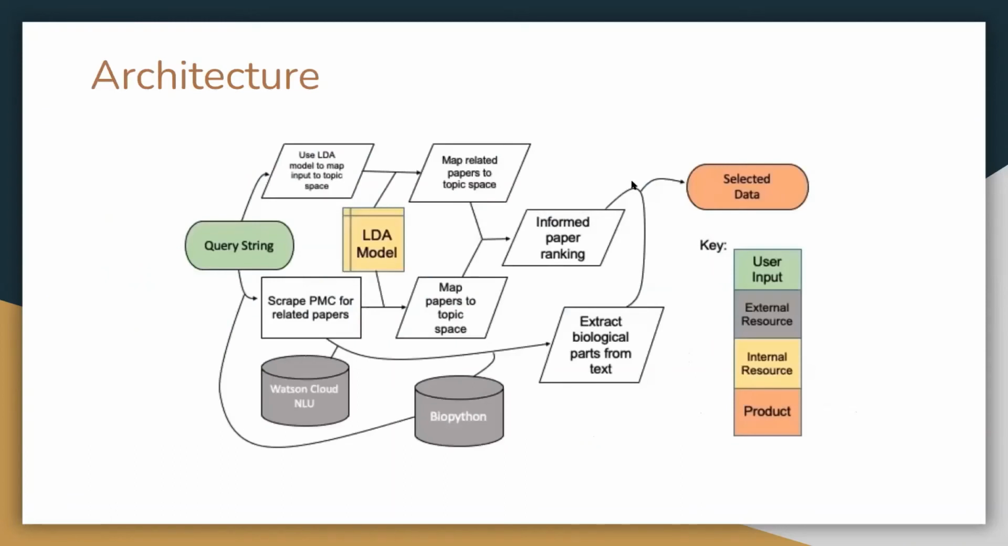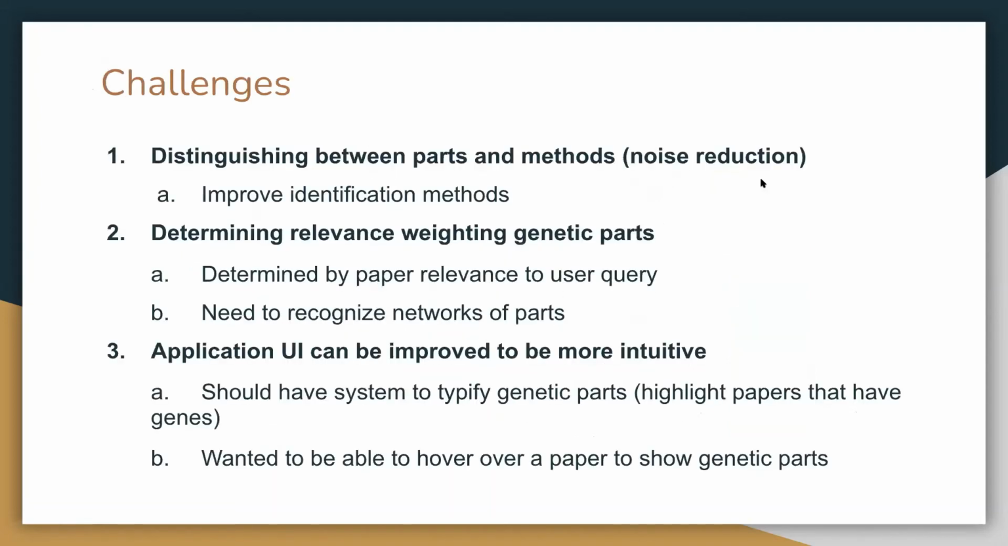So this is an architecture that we developed. Essentially, the LDA model is used to map to the query. The papers that are received from that are compared. That creates a paper ranking of relevance. And then from that, we extract biological parts from the text using Python and the Watson Cloud natural language understanding. And then from that, we get selected data.